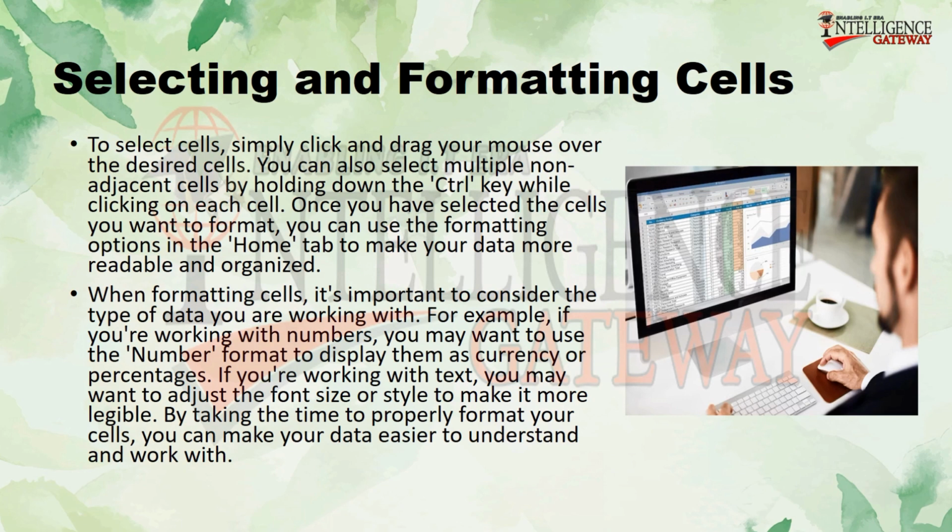Selecting and formatting cells. To select cells, simply click and drag your mouse over the desired cells. You can also select multiple non-adjacent cells by holding down the Ctrl key while clicking on each cell. Once you have selected the cells you want to format, you can use the formatting options in the Home tab to make your data more readable and organized.